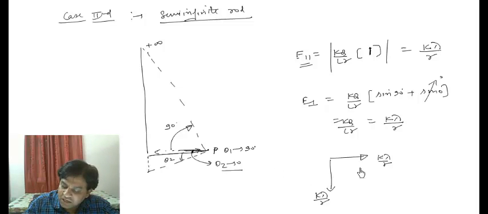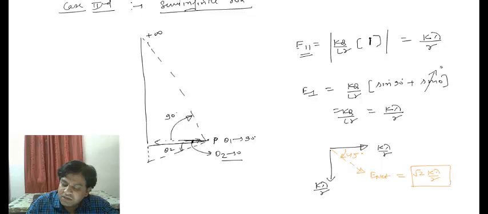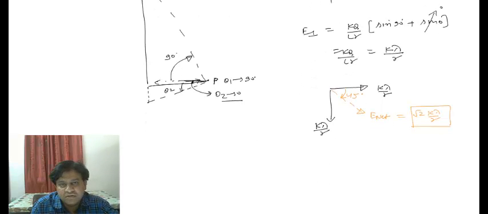These two components are each k lambda by r, but the resultant, that is E net, will be the vector sum of these two. The net electric field makes an angle of 45 degrees with the x-axis, the direction perpendicular to the rod. So this way we have concluded the electric field due to an infinite wire and a semi-infinite wire. The infinite wire has only one component, perpendicular to the rod, which is 2k lambda by r. In case of the semi-infinite wire, we have two components, k lambda by r perpendicular to the rod and k lambda by r parallel to the rod. The net resultant of these two is √2 k lambda by r, which is at a 45 degree angle. Okay.